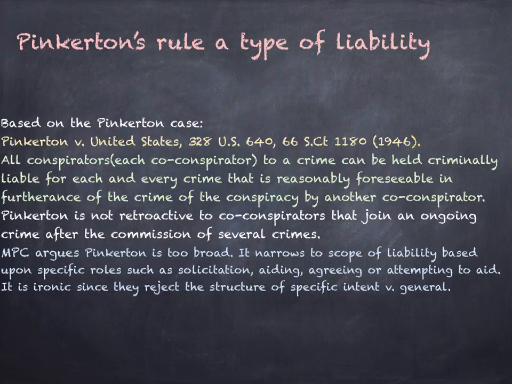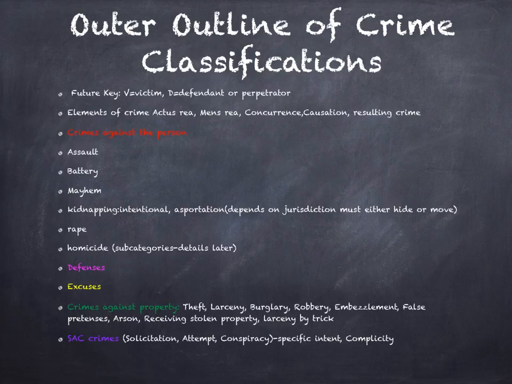But anyway, the MPC does argue that Pinkerton's too broad and it narrows the scope of liability based upon specific roles such as solicitation, aiding, agreeing, and attempting to aid. And it's ironic since they reject specific intent and general intent. So you're going to see a lot of almost like semantics or arguing over words. And so you almost have like a trifecta here. You've got common law, you've got statutes, you've got MPC, you've got federal laws, and things can be thrown out on technicalities. The prosecutor has to get it right.